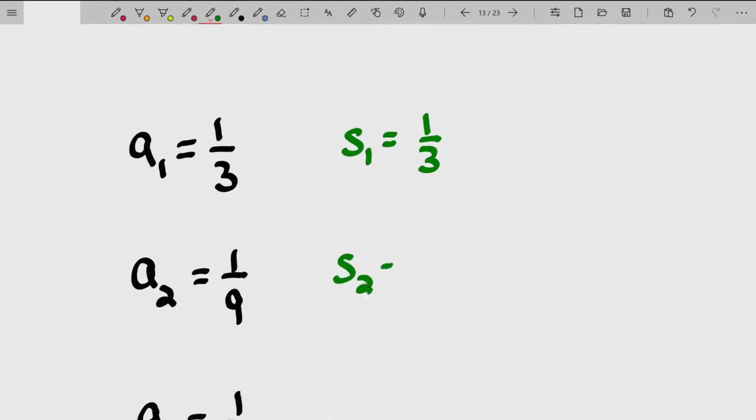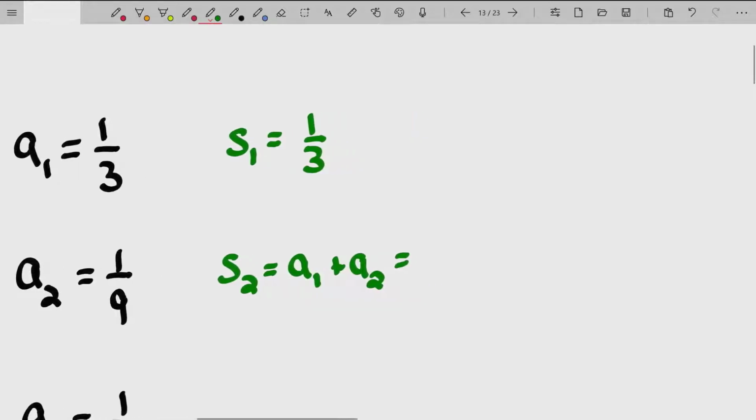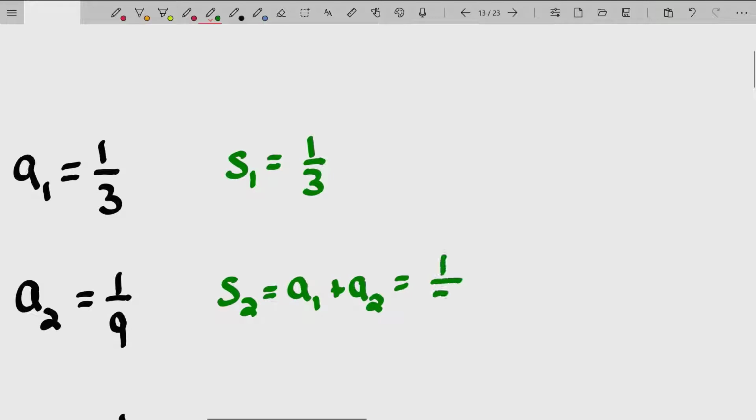The second partial sum is A1 plus A2. That's going to be 1/3. Write that in, 1/3 plus 1/9.